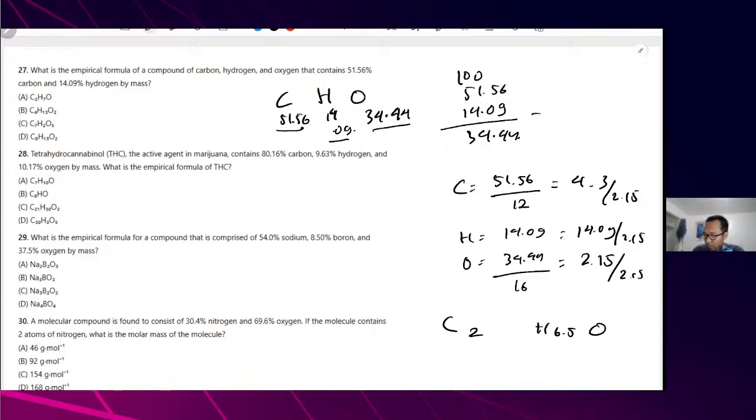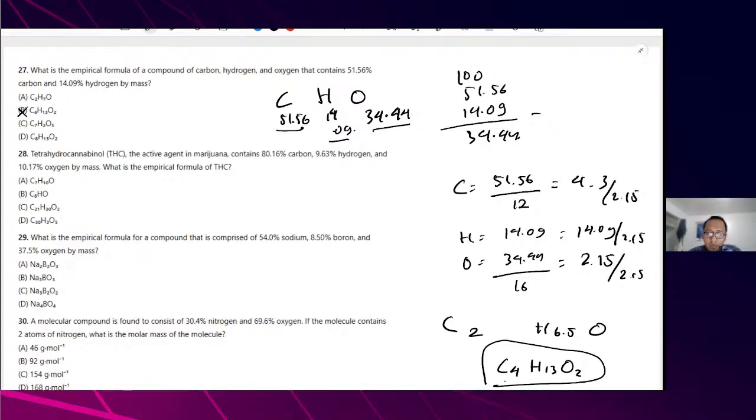So based on this information, we get the empirical formula. Now maybe we want to write it as C4H13O2. This is the answer probably. Yep, it's good. This is the answer. We got it. It's pretty simple as long as we understand the concept.